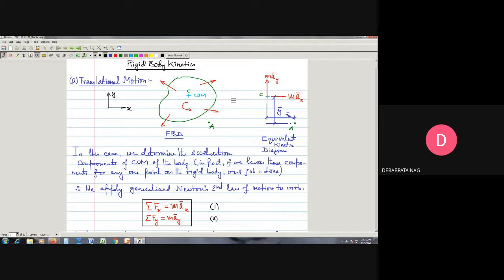This must be equal to the mass of the entire body times the corresponding acceleration, the y component of acceleration of the center of mass, or the y component of acceleration of any constituent mass particle belonging to the domain of this rigid body. So these are our primary equations.